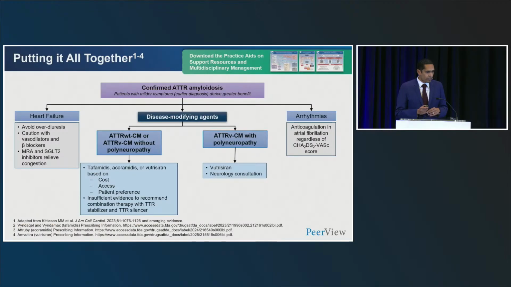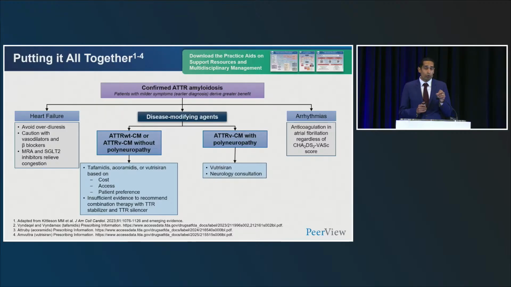So let's put this all together. Once we make the diagnosis of cardiac amyloidosis, we need to think about a few different buckets of treatment. First is heart failure. We want to be very cautious with vasodilators as well as beta blockers. MRAs and SGLT inhibitors, again, tend to be pretty well tolerated in this population. For arrhythmias, make sure that they're anticoagulated. I tend to prefer rhythm strategies whenever we can, but it's not always possible in our patients.